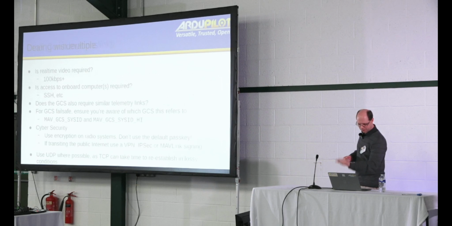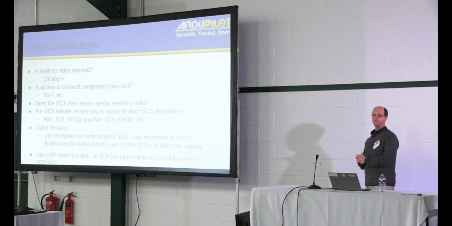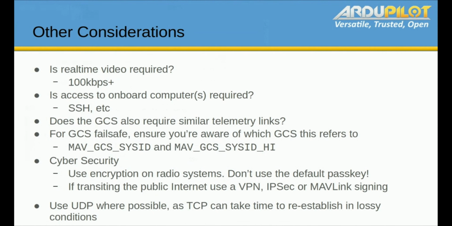A few other considerations. Do you need real-time video? If you do, minimum of 100 kilobits a second for H.265 video. Usually you'd be looking at megabit level data rates if you're looking for high-quality video.